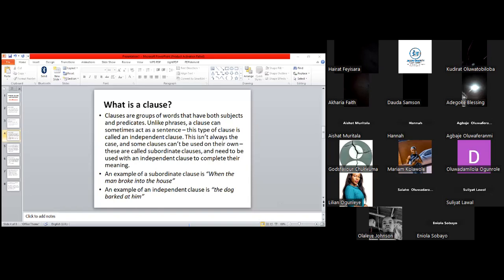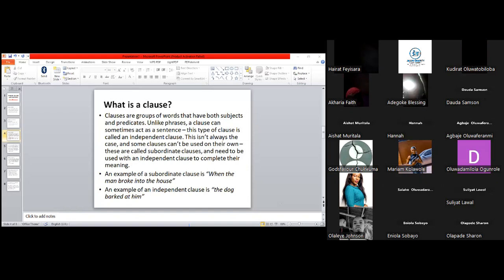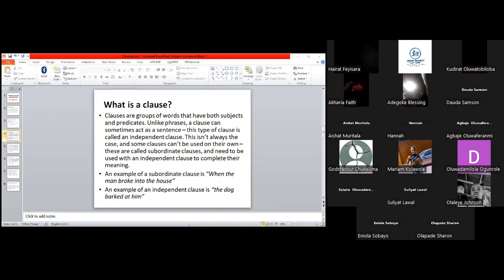That is why we said an independent clause is a clause that itself expresses its meaning. So while we were saying that a clause can also be used as a sentence, the type of clauses that we are talking about are independent clauses. To refine that, we can say that independent clauses can be used as sentences.